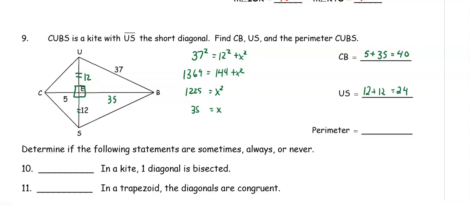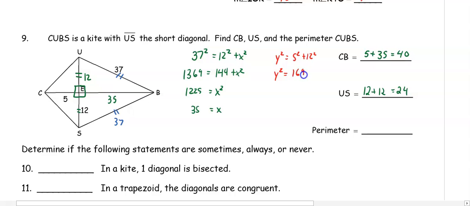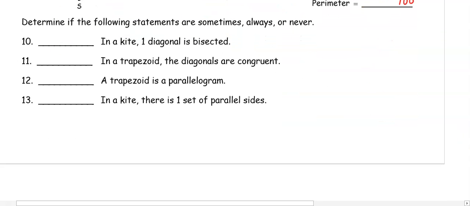Then in a kite, we know that we have two sets of congruent sides that are next to each other. So 37 and 37. To find the missing side, we need to do Pythagorean theorem again. So we can do y squared equals 5 squared plus 12 squared. Y squared equals 169. So y is 13. So CU and CS are both 13. So to get our perimeter, we have 13 plus 13 plus 37 plus 37, which gets us 100.